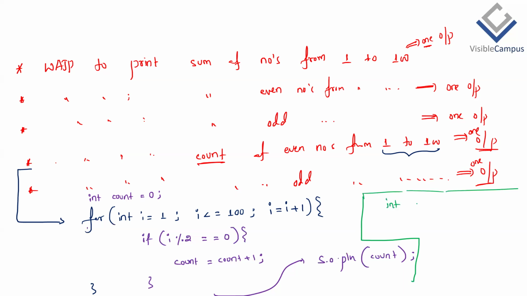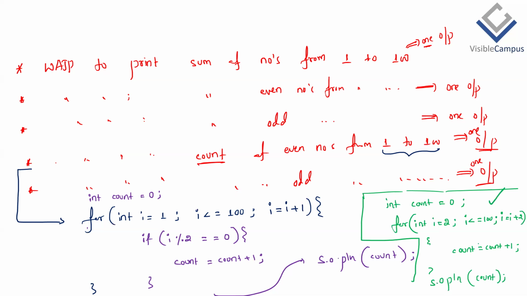So first, int count equals 0 to start with, followed by the for loop. I know 1 is not an even number, so I start my loop from 2. Yes or no? Then i should be less than or equal to 100. I know that if I increment by 2, then only it will become the next even number. Can you write like this? Then next, count equals count plus 1, followed by printing count outside the for loop because it's only one output. This is the recommended approach.